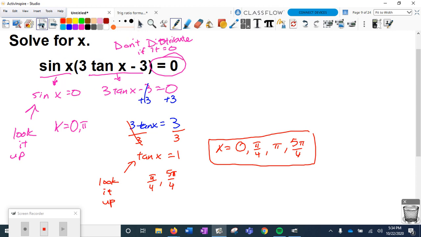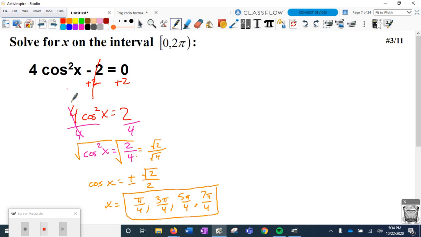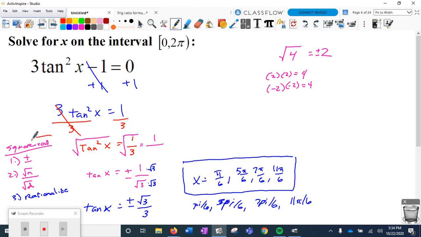If you have squares, you're going to have to take the square root eventually, but remember to do 2 things. Number 1, put down a plus or minus. Anytime you take a square root, you got to put down a plus or minus. Number 2, you're going to square root the numerator and denominator separately, and that may mean you have to rationalize.